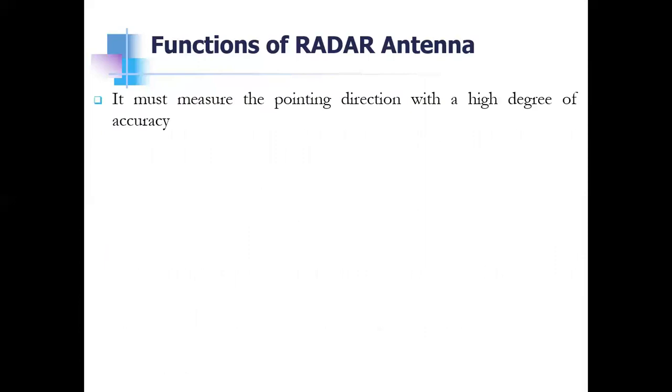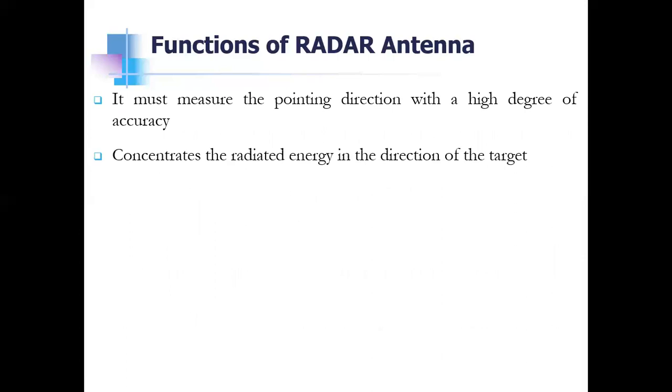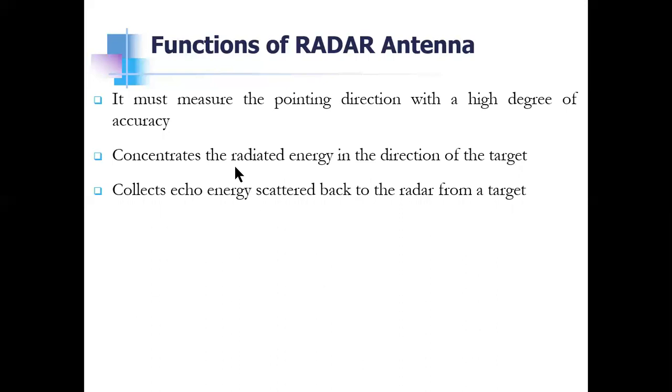So it must measure the pointing direction with a high degree of accuracy. So that means the required directivity should be maintained so that it points exactly to the desired target direction. So as I said earlier, it should concentrate the radiated energy in the desired target direction. And it should also collect the echo energy which is scattered back to the radar from the target. So this previous topic, concentrating the radiated energy in the direction of the target, is measured by antenna gain, correct? So gain will tell you if it is actually doing this job, right?